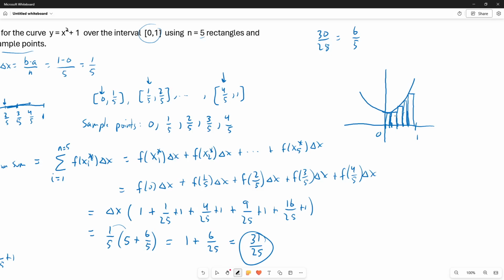And the areas, well, we don't have the numbers for each rectangle. They would be 1 times 1/5, etc. 1/5 times 1 plus a 25th. These were the heights in the parentheses here. Those were the heights, and the widths were all 1/5. So this is an approximation to the area under the curve y equals x squared plus 1. And the total value was 31/25.